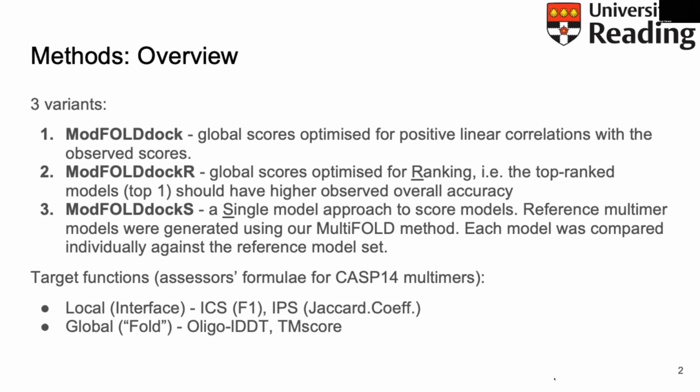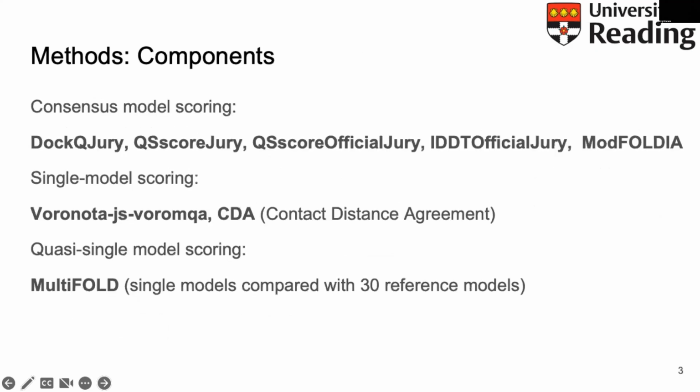So we optimized our methods using the CASP15 multimer dataset, and our target functions for optimizing were shown at the bottom of the slide. These were based on the assessor's formula for CASP15 multimers. For local or interface scores, we use the interface contact score and interface patch scores from the CASP15 data.